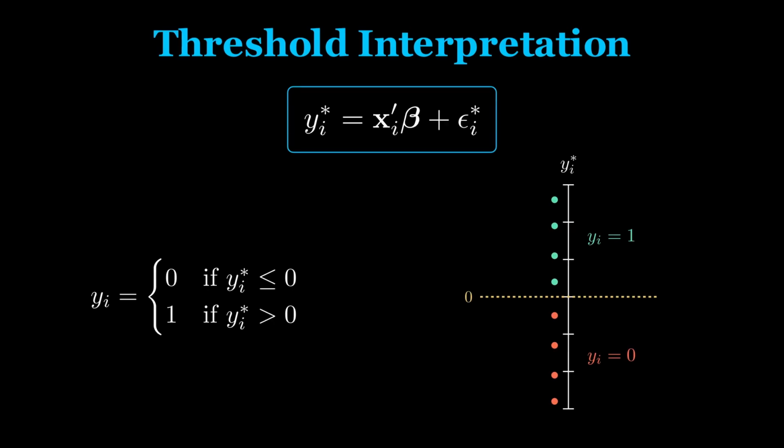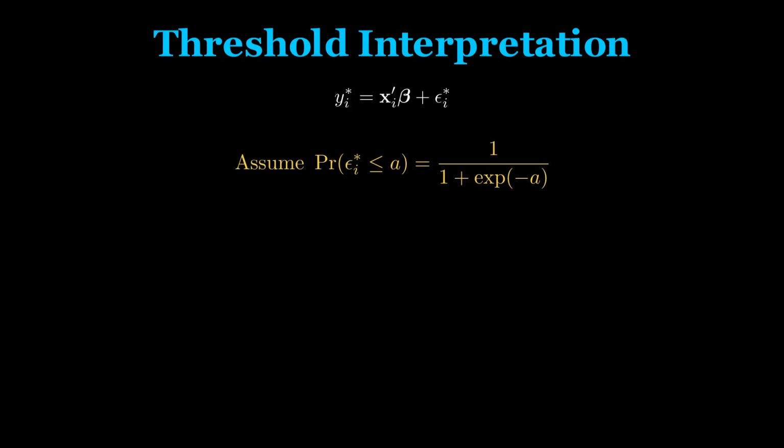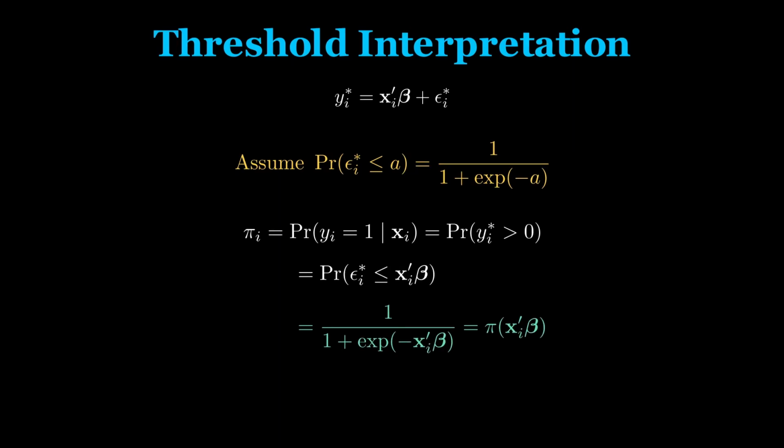To derive the Logit model from this setup, assume the disturbances follow a logistic distribution, so the probability that epsilon star is at most a equals 1 over 1 plus the exponential of negative a. The probability that the outcome is 1 is the probability that y star exceeds 0. Substituting the latent model and rearranging, that's the probability that the disturbance is at most the linear predictor. And by our logistic assumption, that's exactly the logistic function evaluated at the linear predictor. We've recovered the Logit model.